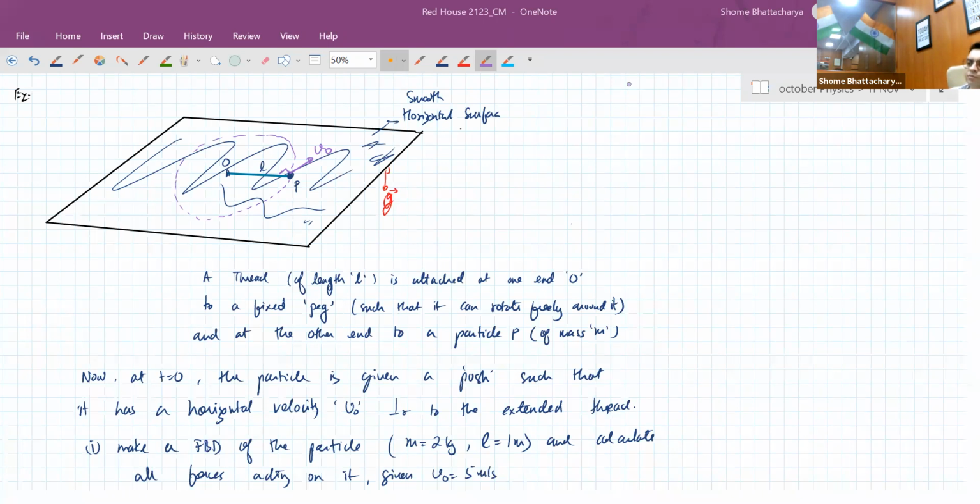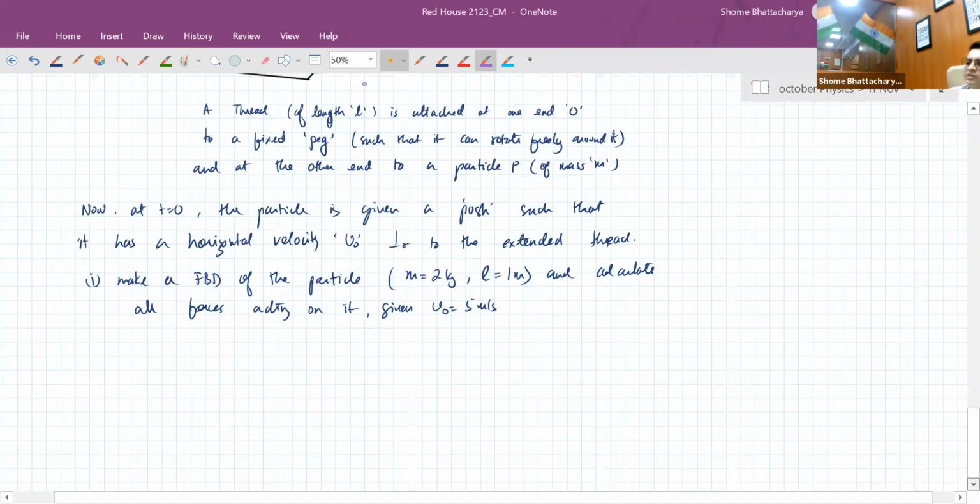Yes, exactly. That is the point. The force which points towards the center and provides that necessary centripetal acceleration is called the centripetal force. It's given the special name.